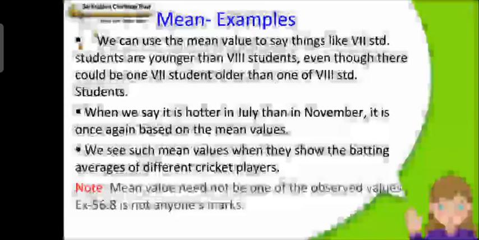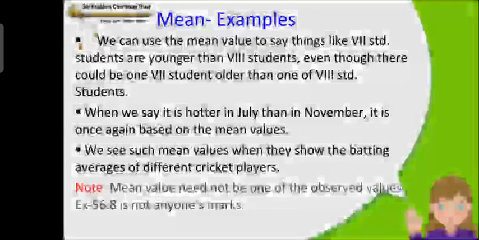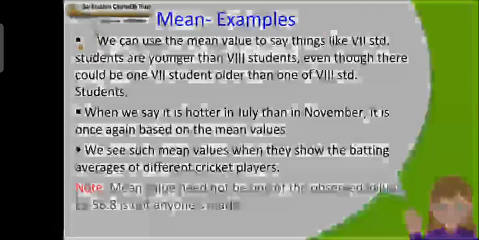And the third example here is we see such mean values when they show the batting average of different cricket players. And the mean value need not be one of the observed values. For example, 56.8 is not anyone's marks. We will just round it off.